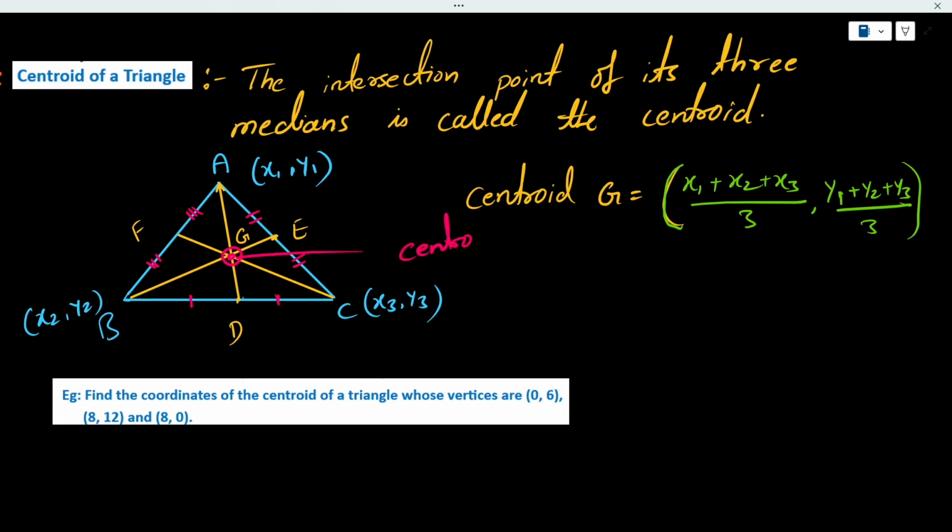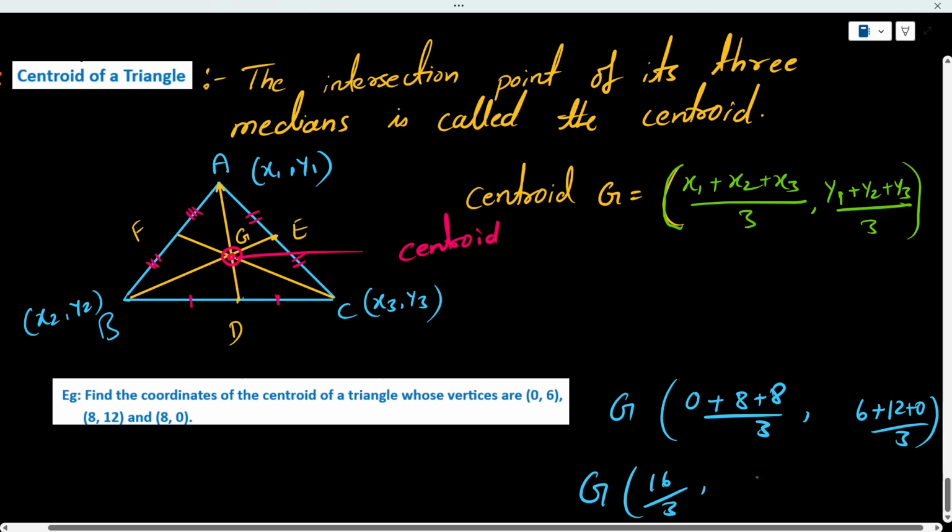And if I'm having here the coordinates of the vertices A, B, C, and G, using this formula x1 plus x2 plus x3 by 3, comma y1 plus y2 plus y3 by 3. This is your centroid formula. And where do we use the centroid formula? If three coordinates are given here, and they want you to find out the coordinates of G, which is the centroid, you can take here 0 plus 8 plus 8 by 3, comma here 6 plus 12 plus 0 by 3. If I take it here, what will be the coordinates? 16 by 3, comma here 18 by 3, which is nothing but 6.